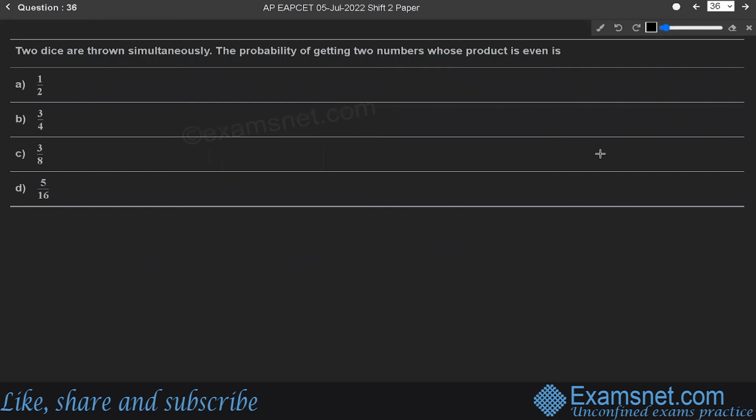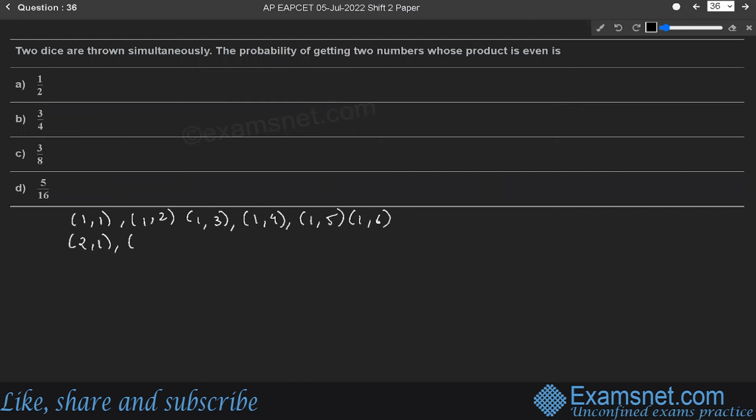Next question is also from the probability. And the question is, 2 dice are thrown simultaneously. The probability of getting 2 numbers whose product is even is. We know that when 2 dice are thrown, then the possible outcomes will be 1, 1, 1, 2, 1, 3, 1, 4, 1, 5, and 1, 6.